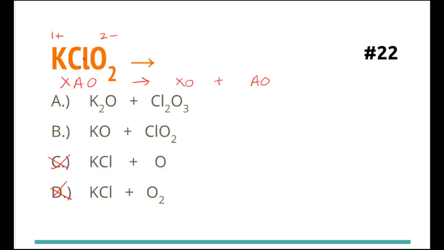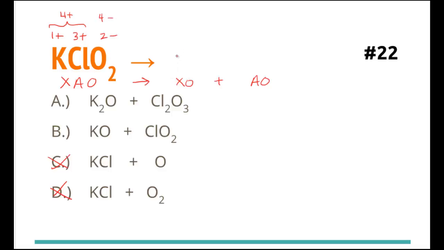And if that's the case, chlorine in this case, in order to make KClO2 be a compound with no overall charge, chlorine would have to be a +3. So +1 and +3 makes +4, together a total of +4. And the 2 oxygens make a total of -4. So chlorine here is a +3.